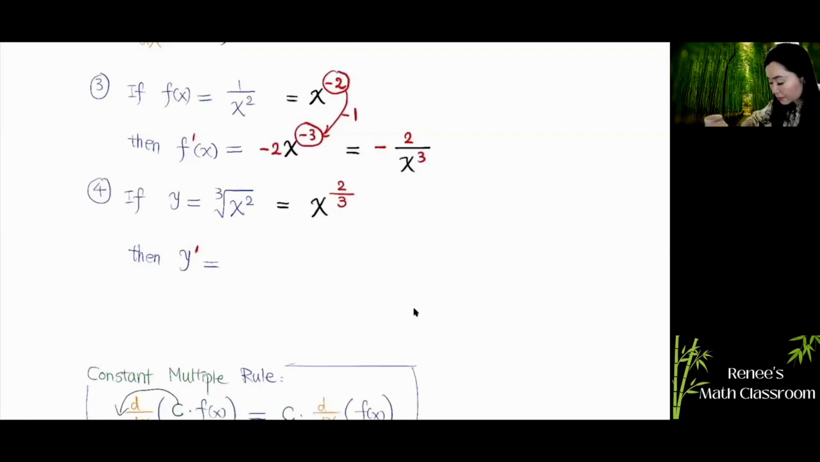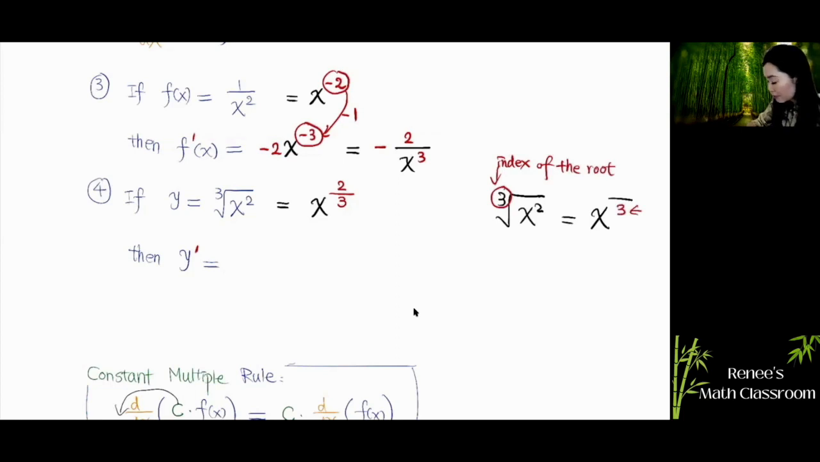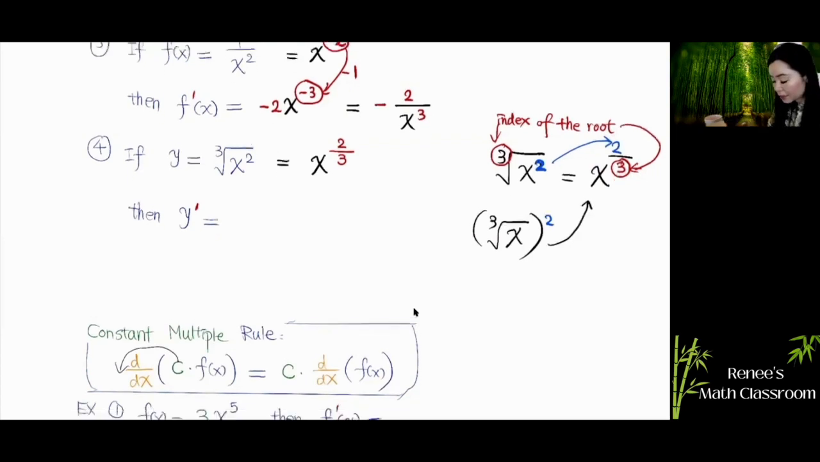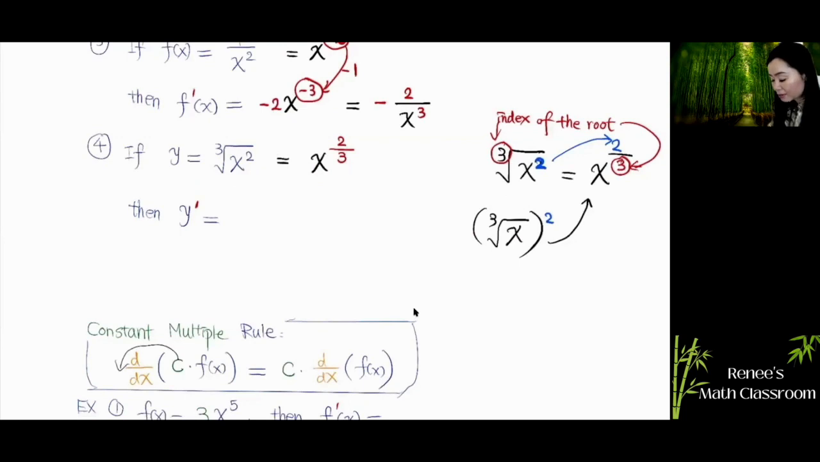Now, notice that for the cube root of x squared, this 3 over here is the index of the root, and that will go in the denominator of this exponent. The power on this x, this 2, will go up here. The same applies when you have the cube root of x and then raise it to the second power: this is also x to the 2 over 3 power. So now that we rewrite this in power form, we can use the power rule to differentiate this. According to the power rule, what do we get?